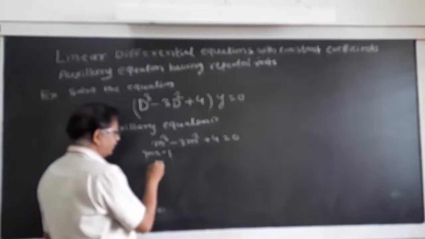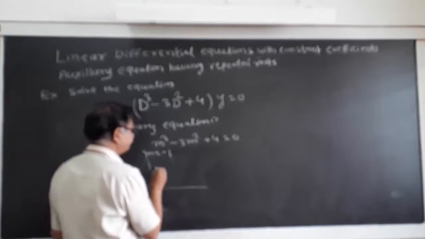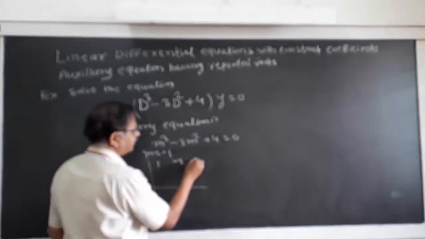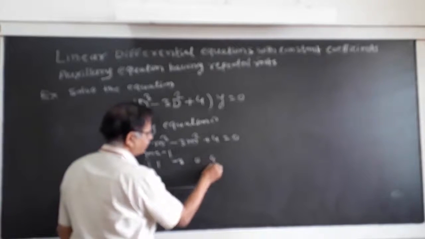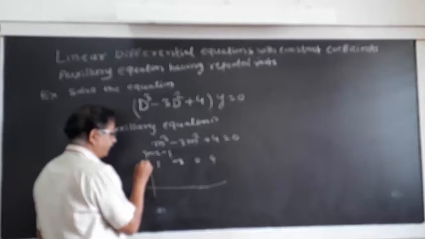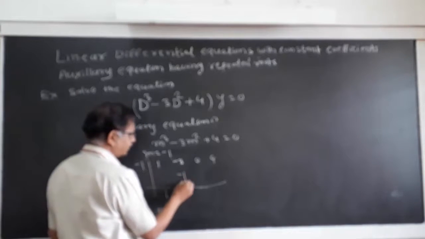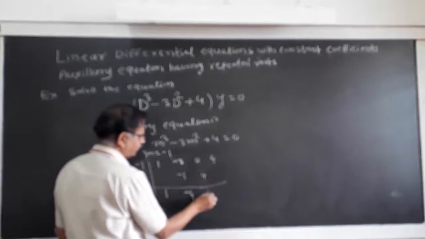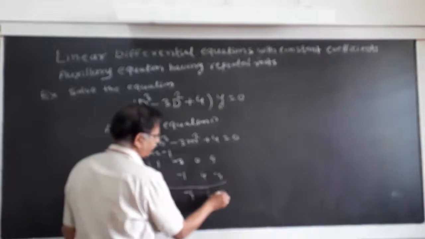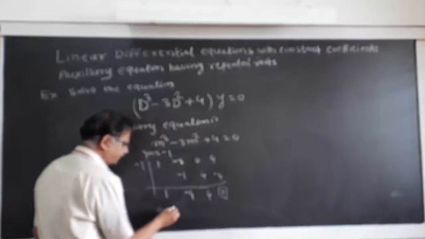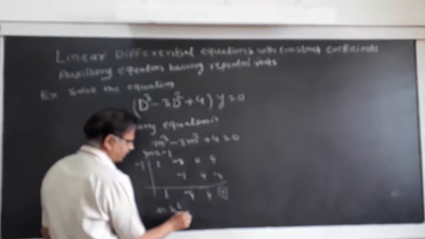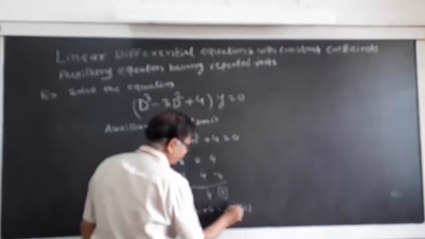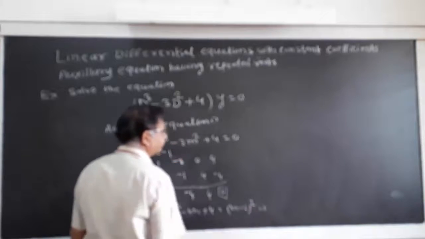And then we shall divide synthetically by m equal to minus 1. The m cube coefficient is 1, the m square coefficient is minus 3, the coefficient of m is 0 and the constant term is 4. And minus 1. 1 is as it is, 1 into minus 1 is minus 1. Minus 3 and minus 1 is minus 4, minus 4 into minus 1 is plus 4. 4 into minus 1 is minus 4, giving 0. Therefore, the second equation is m square minus 4m plus 4, which is nothing but (m minus 2) square. This is equal to 0.